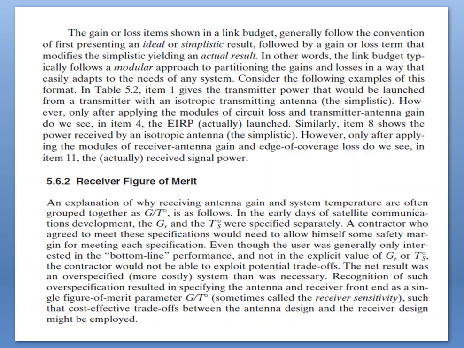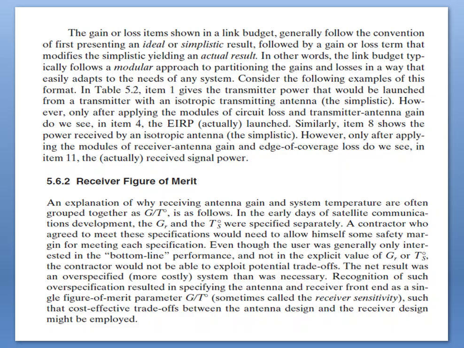loss in the items shown in the link budget generally follow the convention of first presenting an ideal and simplistic result, followed by a gain or loss term that modifies the simplistic result, yielding the actual result. In other words, the link budget typically follows a modular approach to partitioning the gains and losses in a way that easily adapts to the needs of any system. Consider the following example of the format in the above table.